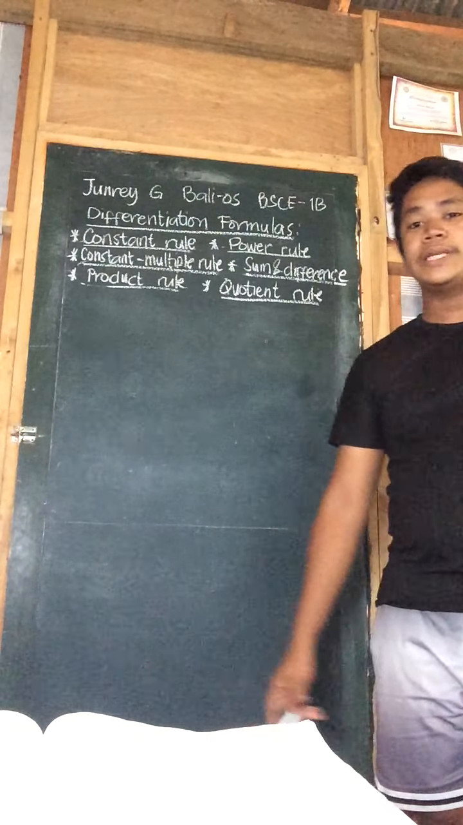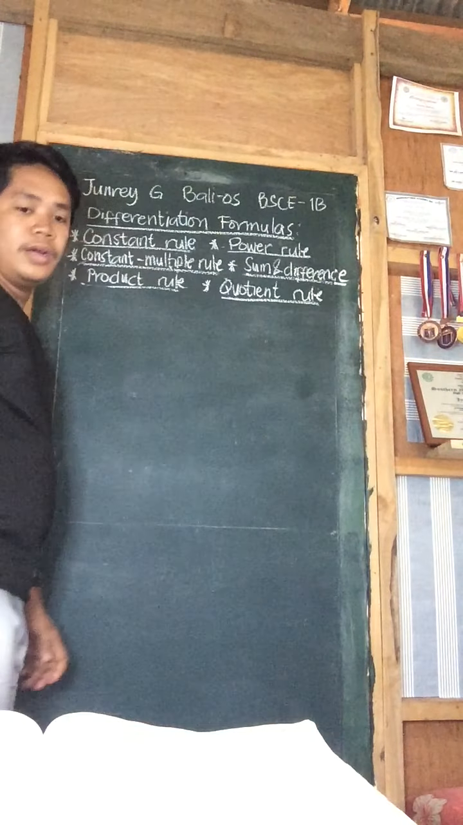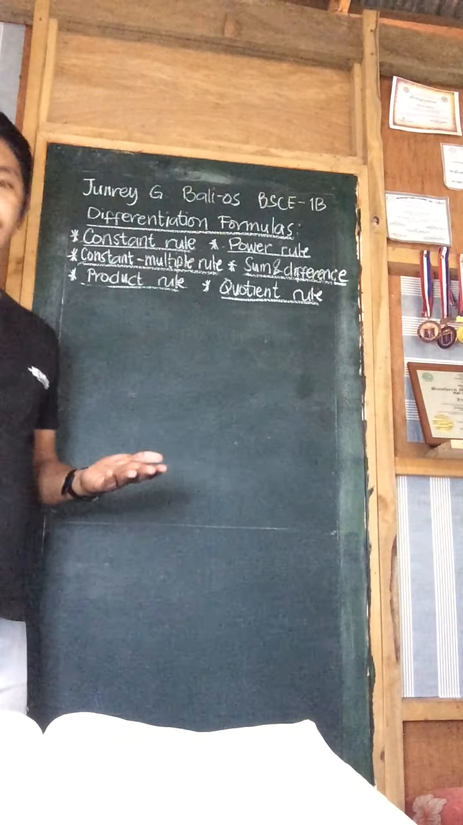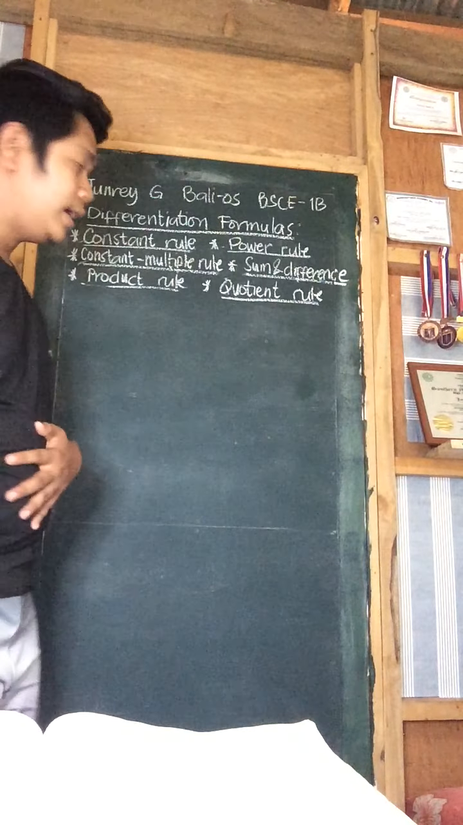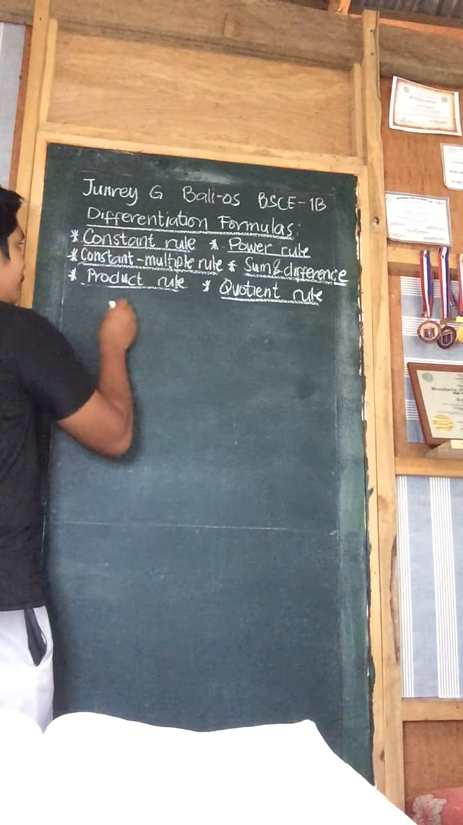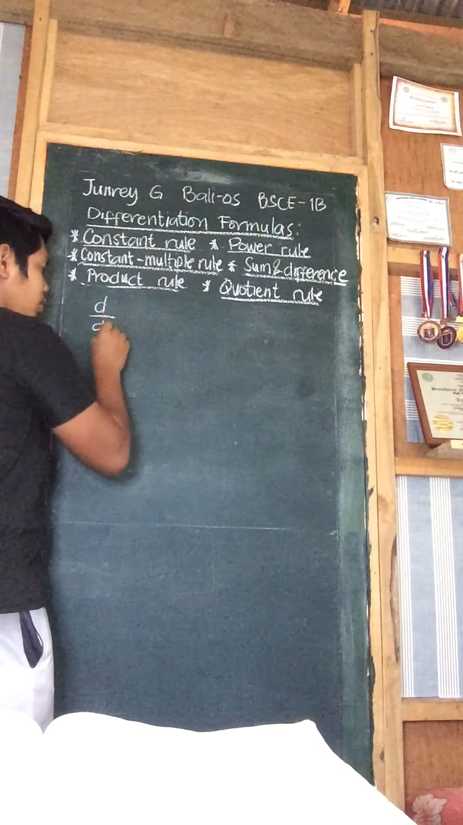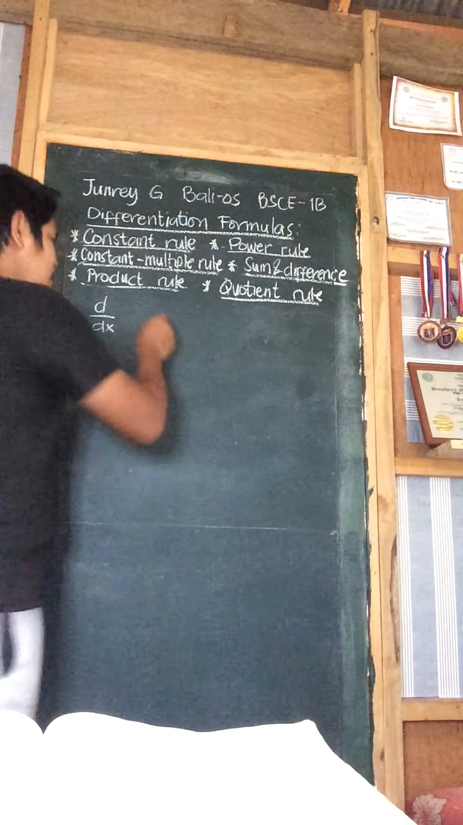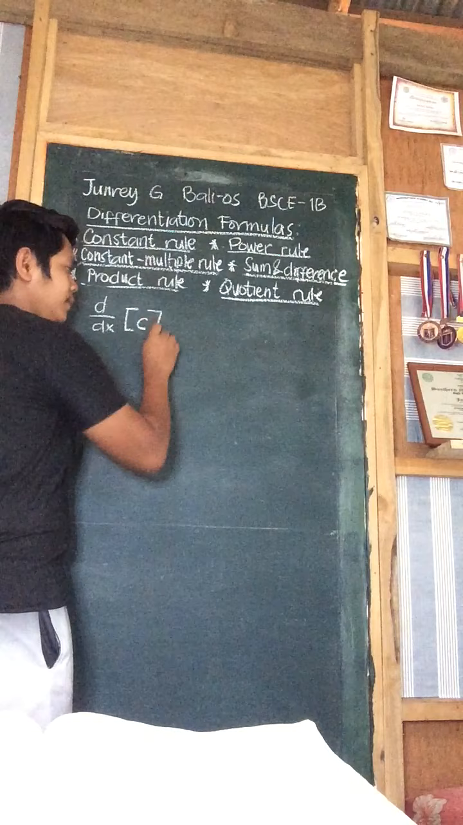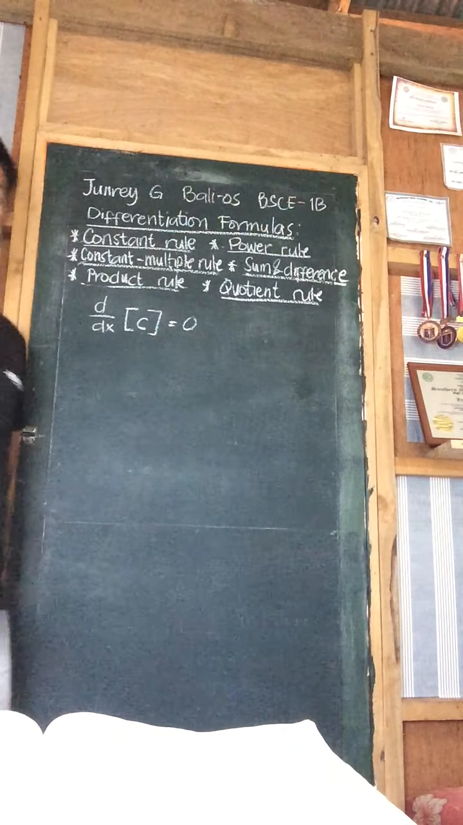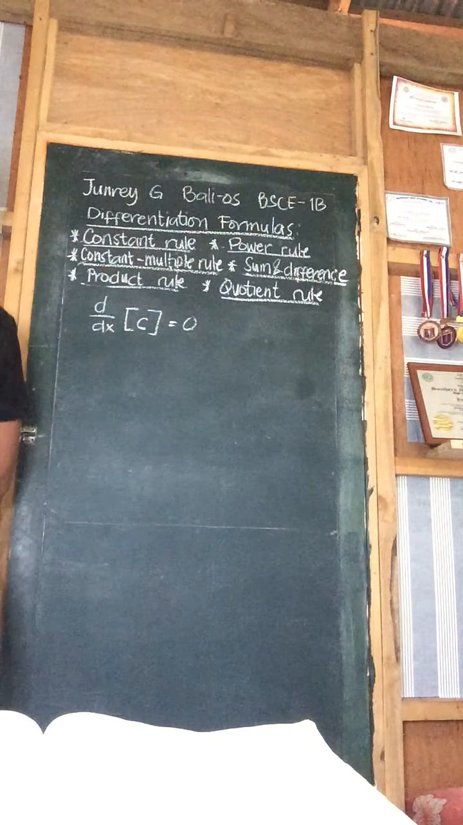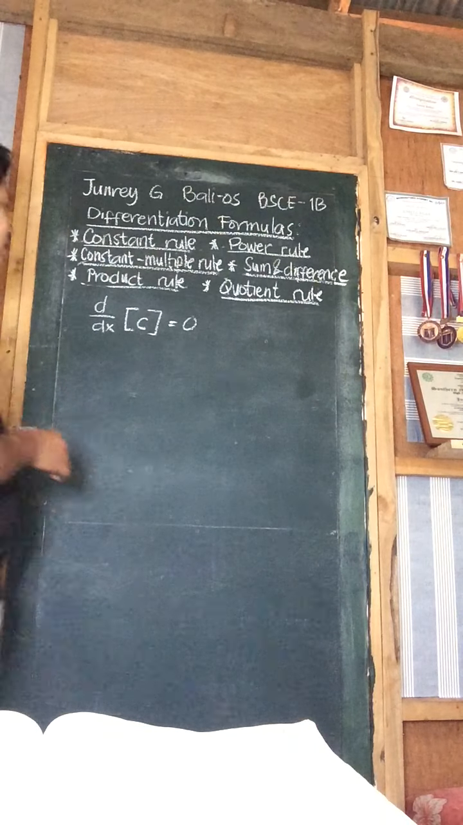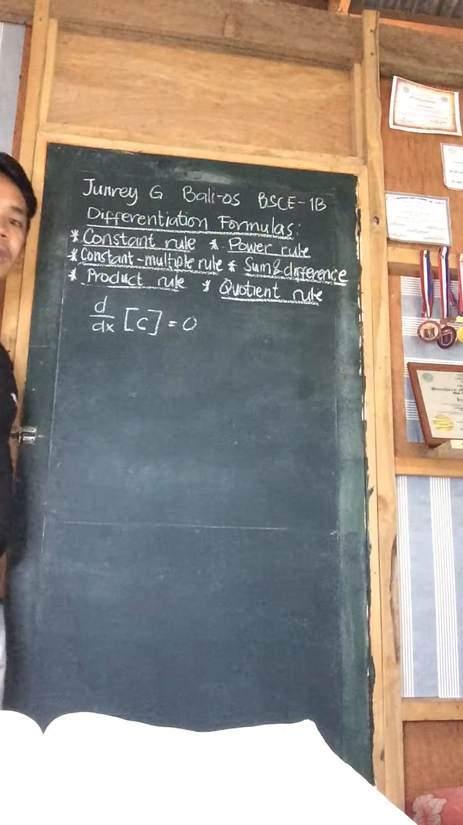So we will discuss the constant rule first. The constant rule is the derivative of a constant function is 0. Then the formula of the constant rule is d over dx, or simply the derivative of c is equal to 0. Any real number or any constant number, the derivative of it is directly 0.